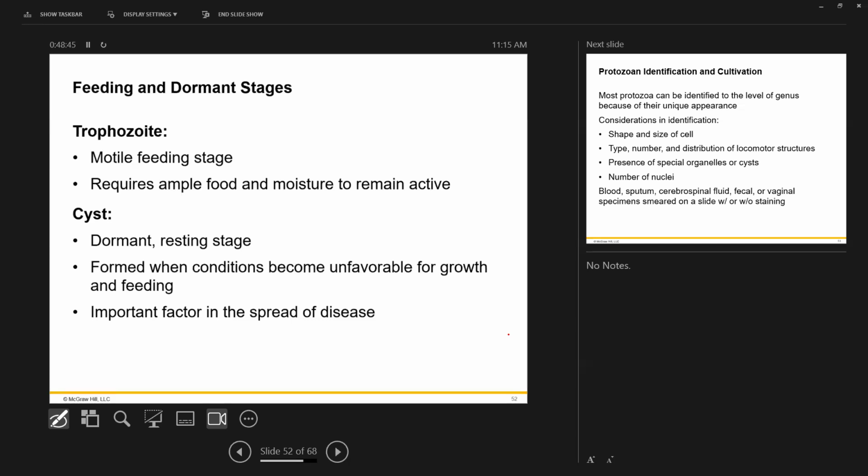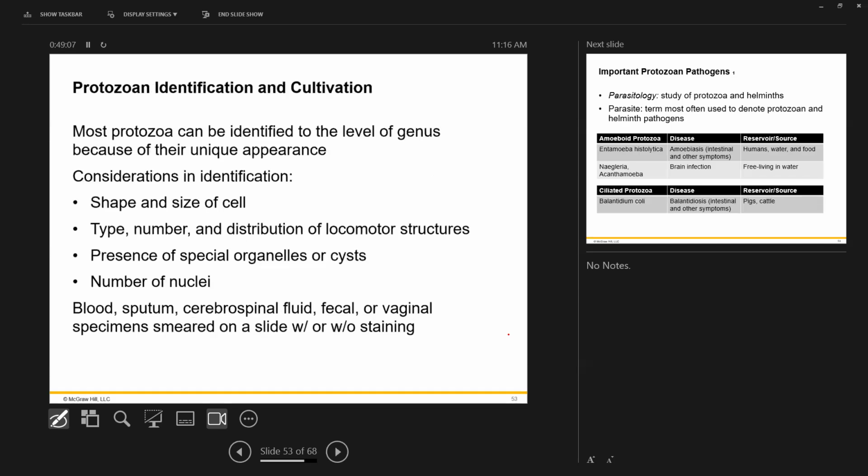So the cysts, you can imagine they're going to encyst and become protected. Trophozoite, where I remember that that's the active form, is because troph, think of trough. Like pigs eat out of a trough. If you're eating, are you dormant? No. So you've got to be active. So that's how I remember those. Usually the cysts are involved in the spreading of the disease.